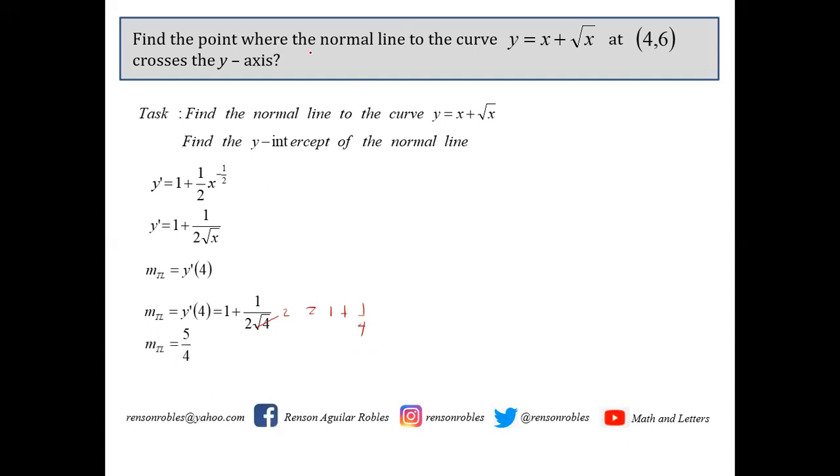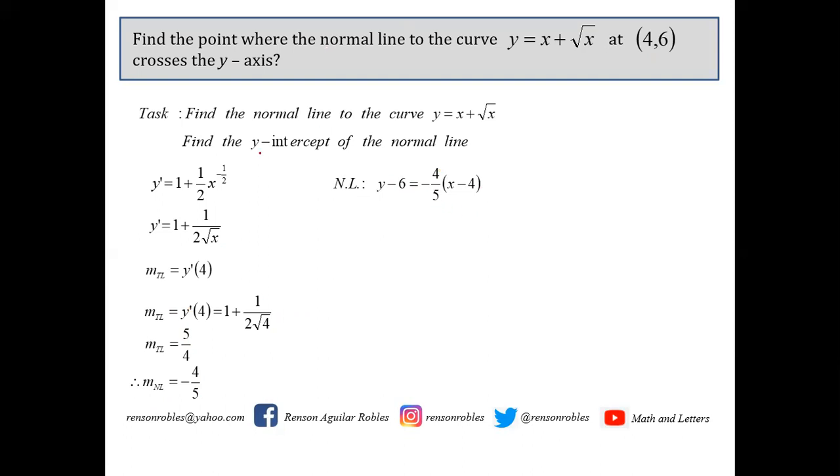And since the given information in the problem is that the normal line to this curve passes through the point (4, 6), by getting the negative reciprocal of 5/4, we shall now have the slope of the normal line. So that's negative 4 over 5. And then the equation of the normal line is y minus 6 equals negative 4 over 5 times x minus 4.